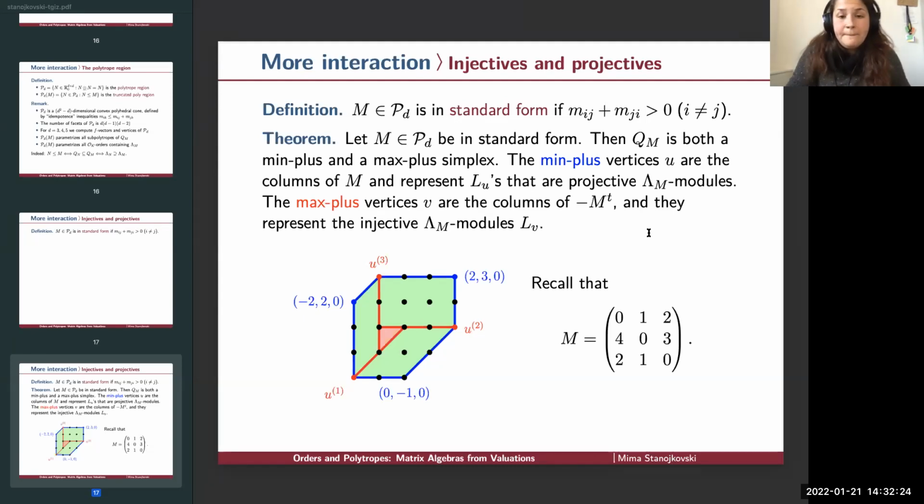And this could be seen, for example, also as a corollary of a result of Kulas and Josvik, where they say that every polytrope in dimension d-1 is the convex hull of d points. And these d points are exactly, depending on what you take, min or max, either the injectives or the projectives. This is also very nice.